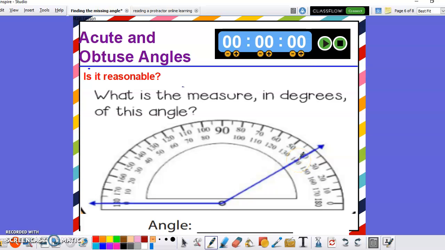Well, I know that this is a reasonable guess because this is an obtuse angle, so I know that 140 sounds about right. If I were to read on the top number line and I stop right here at 40, well, that doesn't make sense because this angle is larger than a 90-degree angle. So first, make sure that your answer choice is reasonable and that you're reading on the correct number line.